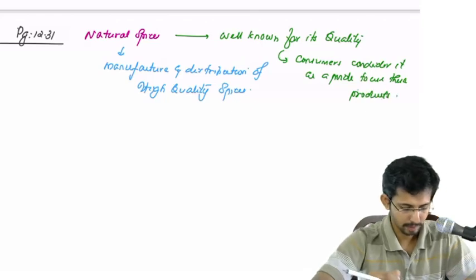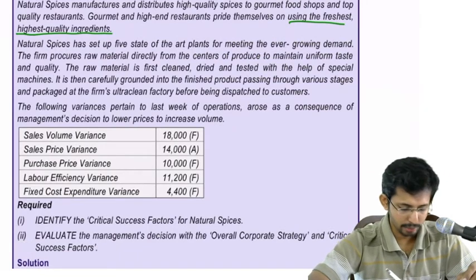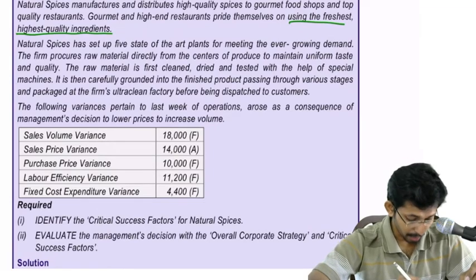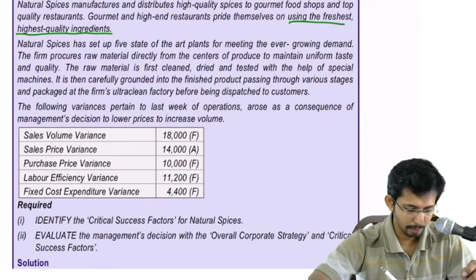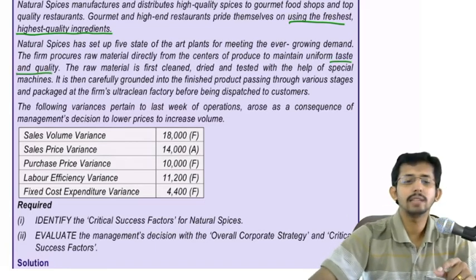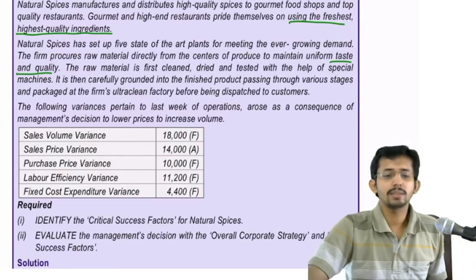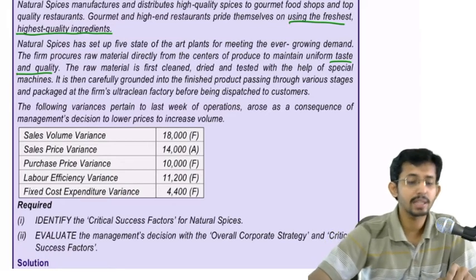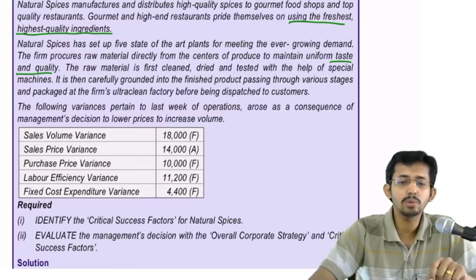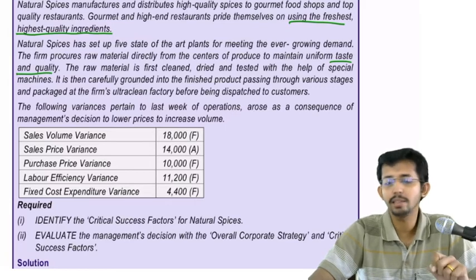Okay, very important. Now going forward, Natural Spices has set up 5 state-of-the-art plants for meeting the ever-growing demand. The firm procures raw material directly from the centers of produce to maintain uniform taste and quality. So there are a lot of parameters that the company has set up for ensuring the quality. The raw material is first cleaned, dried and tested with the help of special machines. Then it is carefully ground into the finished product, passing through various stages, and packed at the firm's ultra clean factory before being dispatched to the customers.